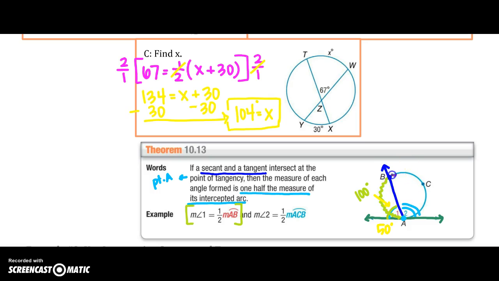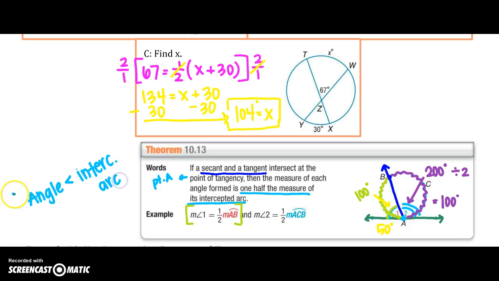Or, what if BCA was 200 degrees, and I wanted to find angle 2, I'm going to take 200 divided by 2, which would give me 100 degrees. Your angle will always be less than your intercepted arc. So just remember that.